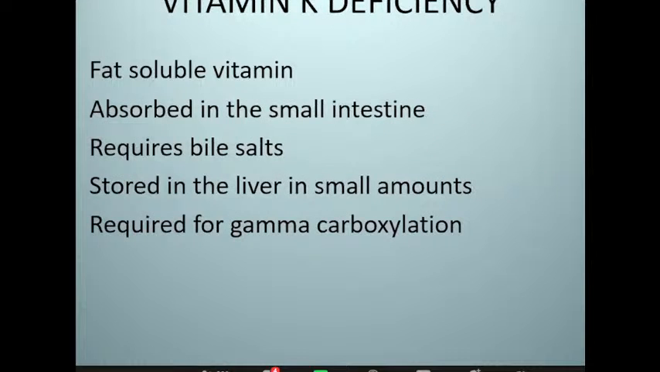So vitamin K deficiency is usually seen in neonates. Vitamin K is a fat-soluble vitamin, and it's absorbed in the small intestine. It requires bile salts for absorption, and small amounts of vitamin K are stored in the liver. And it is required for gamma carboxylation of factor 2, 7, 9, and 10. Without this carboxylation, the factors are not going to be functional.